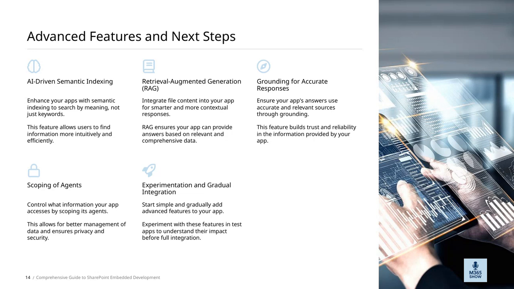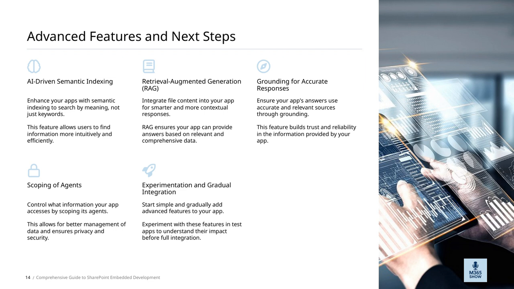Let's talk about some advanced features and the next steps in your SharePoint embedded development journey. First, start simple. Begin with basic functionalities and then gradually introduce more advanced features into your app. It's a good idea to experiment with these enhancements in test environments first. This way, you can see how they impact your app without risking your main deployment. One key aspect is controlling what information your app accesses. By scoping its agents, you can better manage data flow, which is crucial for maintaining privacy and security. Think of it as setting boundaries to ensure your app only accesses what it needs.